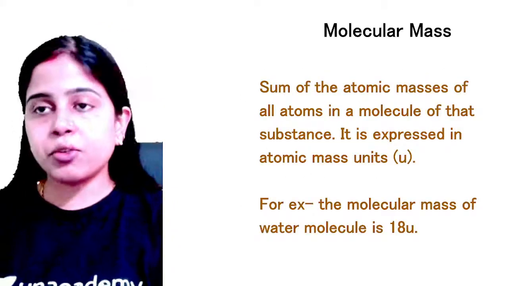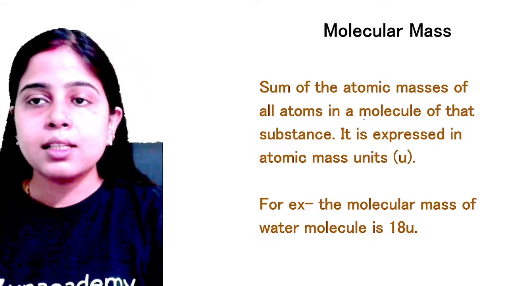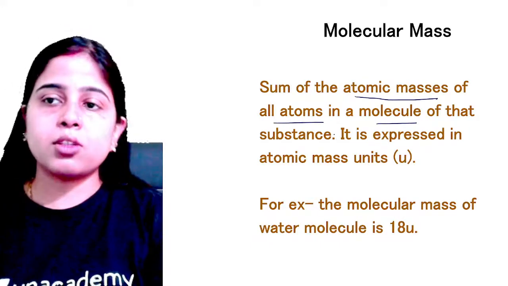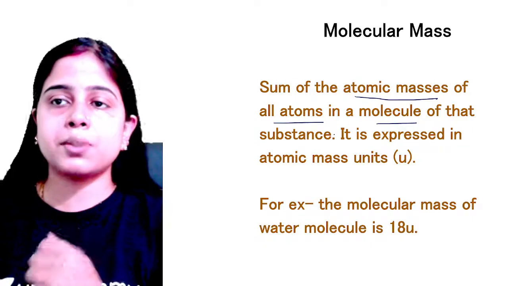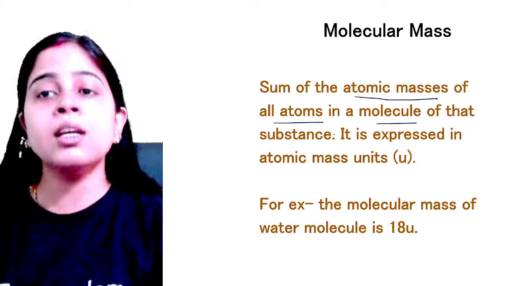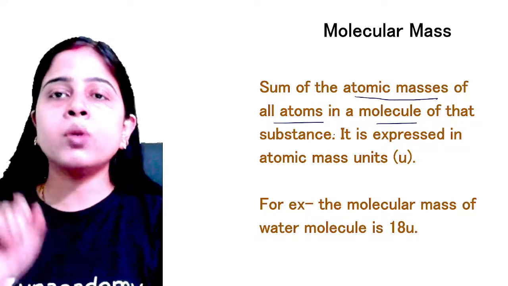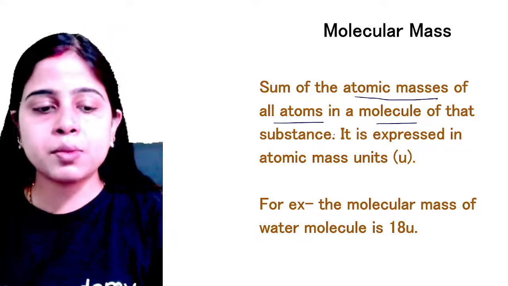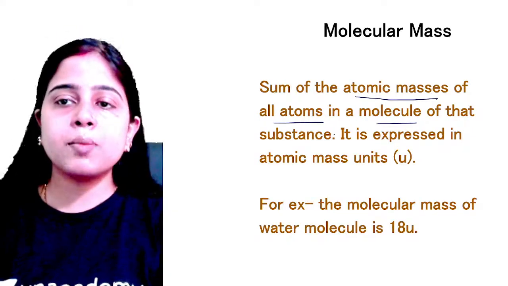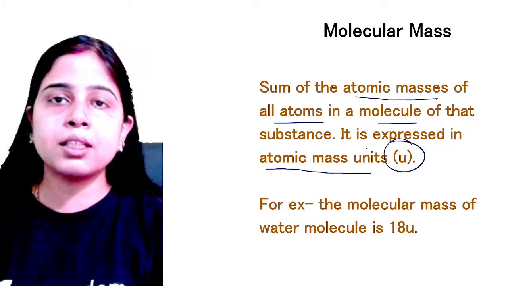Now, molecular mass. If you ask me what is the molecular mass, molecular mass is basically the sum of the atomic masses of all atoms in a molecule of that substance. So if you take a molecule of a substance and you see what atoms are present and how many of those atoms are present, and you calculate the atomic mass for each atom, and then you add all the atomic masses of all the atoms present in a molecule, then that will be your molecular mass. So how do we express the molecular mass? We express it in atomic mass unit. This is the unit used for representing the molecular mass.